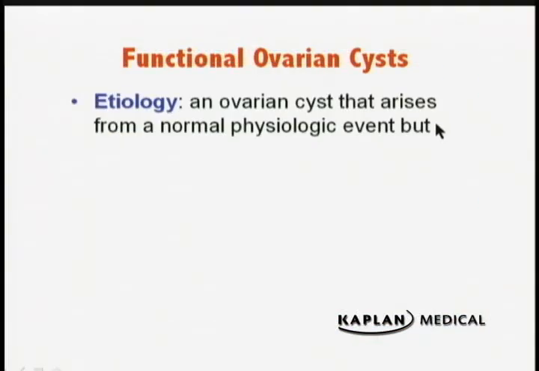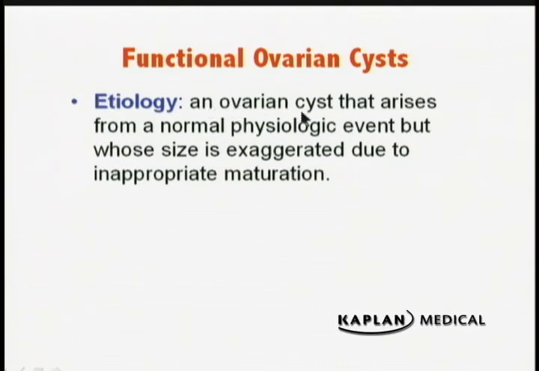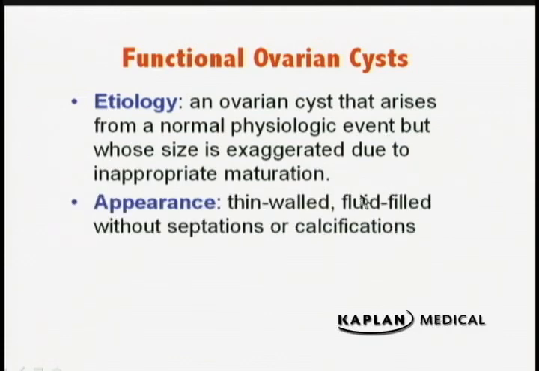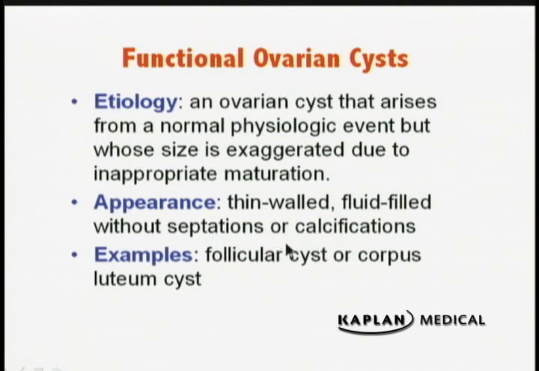Functional ovarian cysts. Etiology: an ovarian cyst that arises from a normal physiologic event, but whose size is exaggerated due to inappropriate maturation. A normal physiologic event would be a follicular cyst or a corpus luteum cyst. The appearance is that of a water-filled balloon, thin-walled, fluid-filled, no septations, no calcifications. A simple cyst is the way it appears. And examples: follicular cyst, corpus luteum cyst.